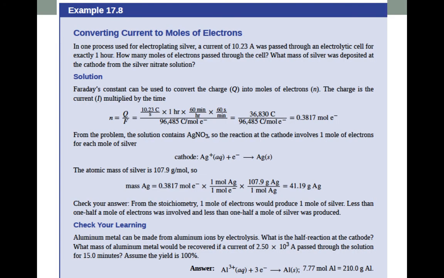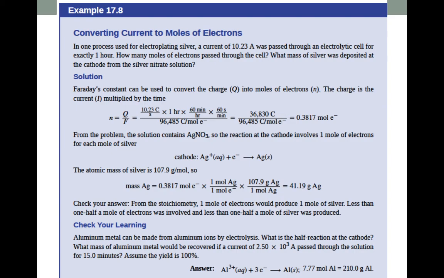So this problem is asking me how much metal will be deposited. In the process used for electroplating silver, a current of 10.23 amps was passed through an electrolytic cell for exactly 1 hour. And remember I said time had to be in seconds. And then it asks how many moles of electrons passed through the cell and what mass of silver was deposited on the cathode from a silver nitrate solution.